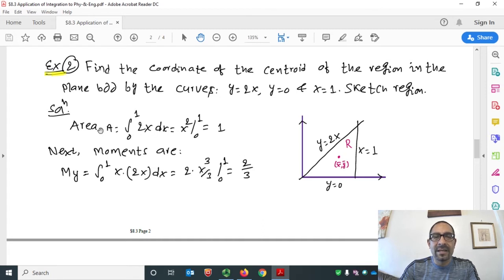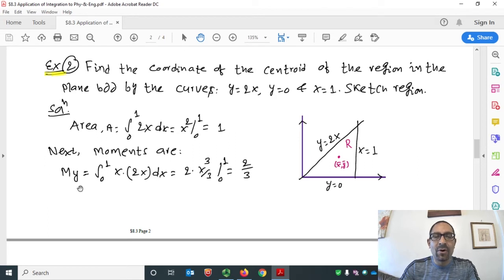First, let's find the area. Area equals the definite integral, here x equals 0 to 1, and y means f(x) dx, which means 2x dx. So the integration of 2x turns out to be x squared. Put limits x equals 0 to 1. Simplify, it gives us 1. So our area is 1. So that means mass equals rho times A. So rho equals 1. That means mass is also 1.